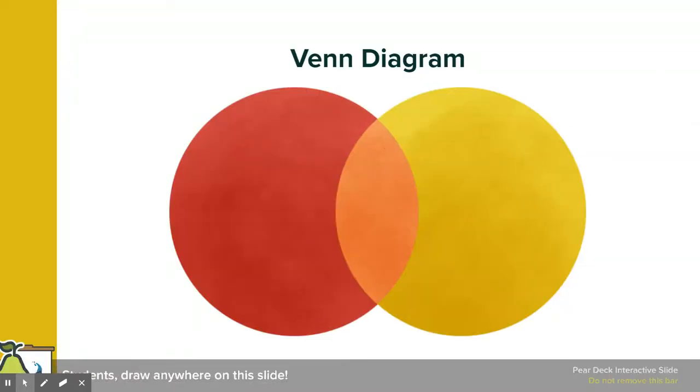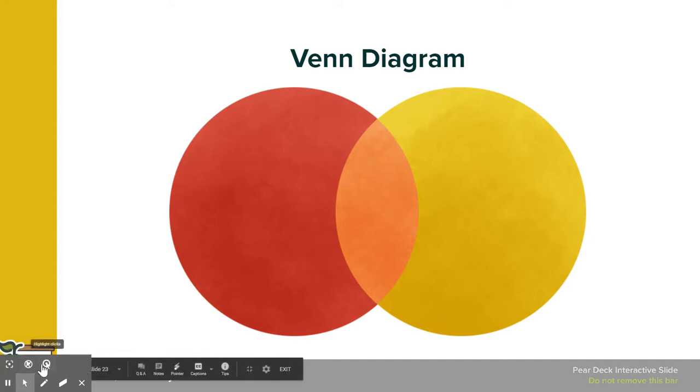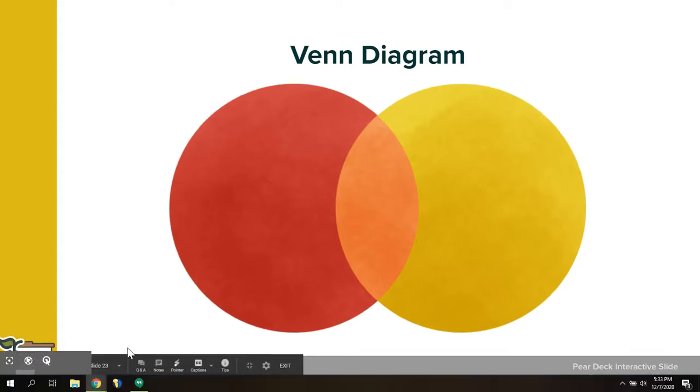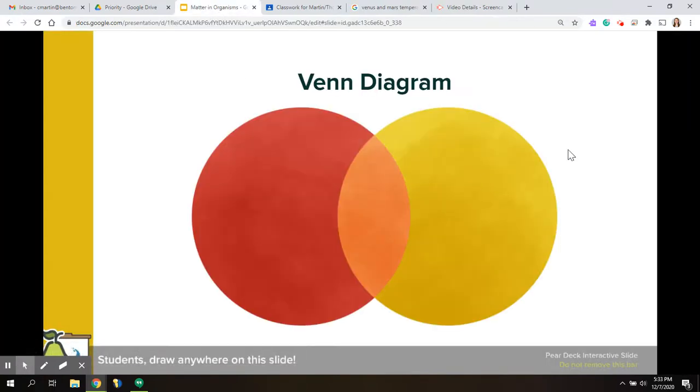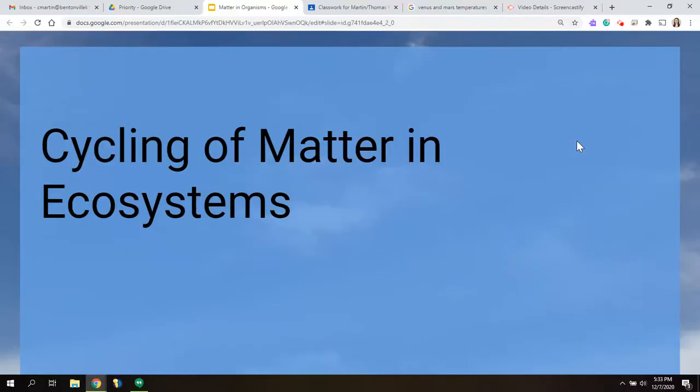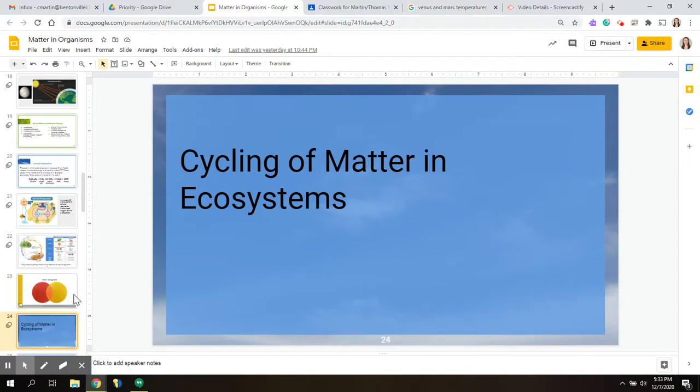So if you were to make a Venn diagram, then you would go ahead and use that Venn diagram.